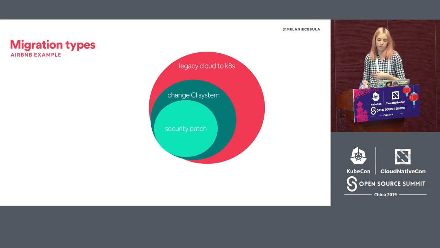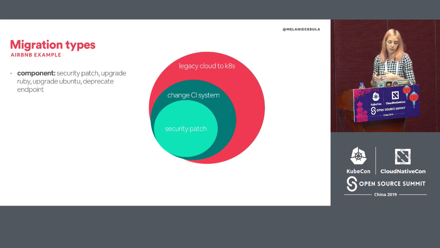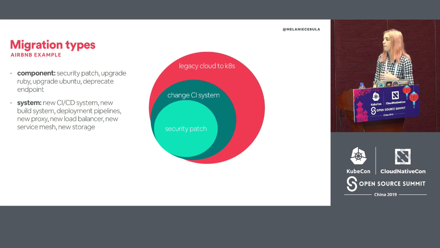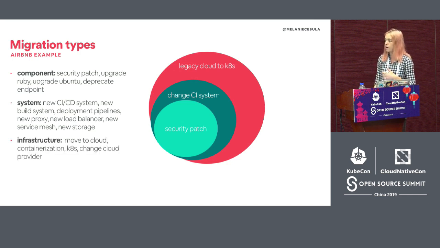Here's an example for us. We do all these kinds of migrations. Components include upgrading operating systems and languages, and deprecating things. As I said, replacing a CI/CD system or a new service mesh networking is a system-level migration. And infrastructure for a lot of companies is moving to the cloud, or containerization, or K8s, or serverless. Any of those is really a big infrastructure change.